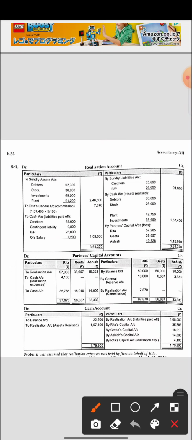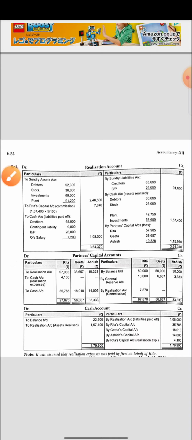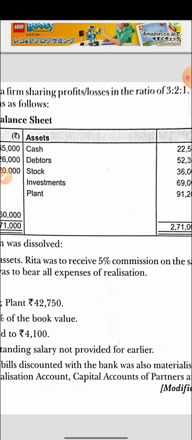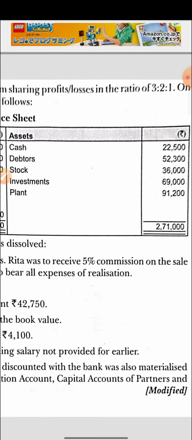Okay, so as you can see, I want you to go to the question. Okay, this is the question. Let me zoom it for you. What are the assets? Debtors, stock, investments, and plant, except cash.